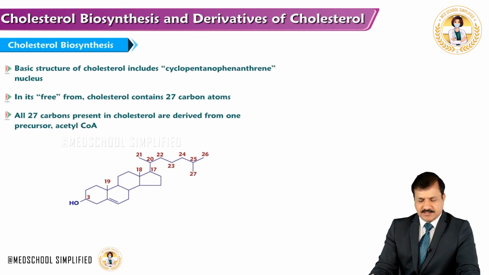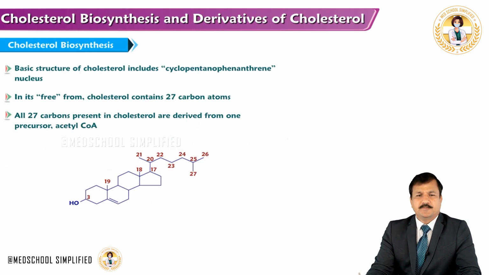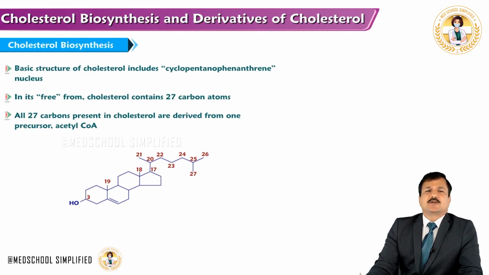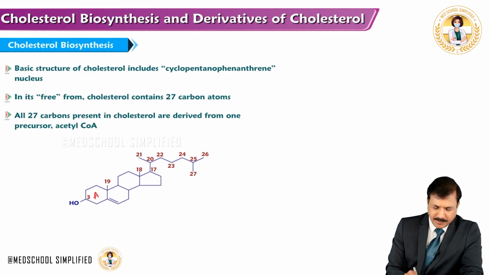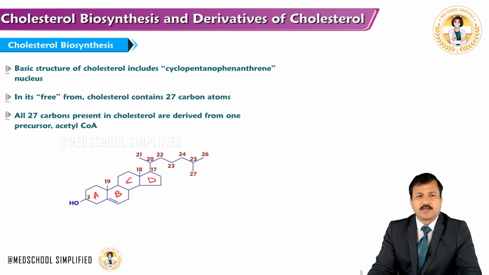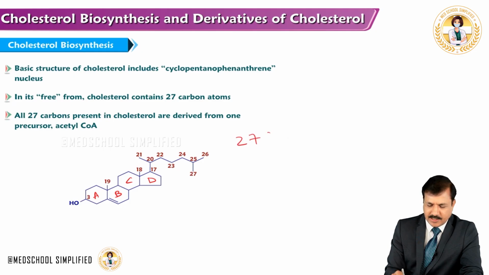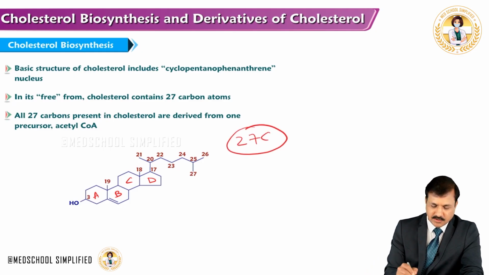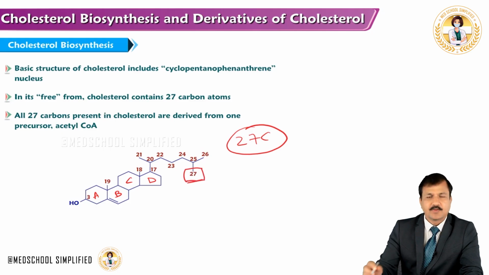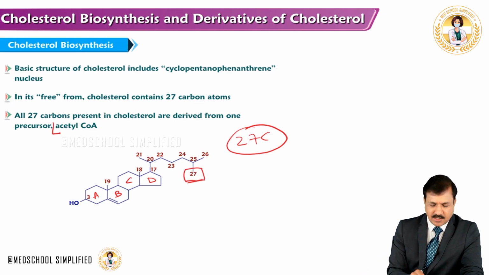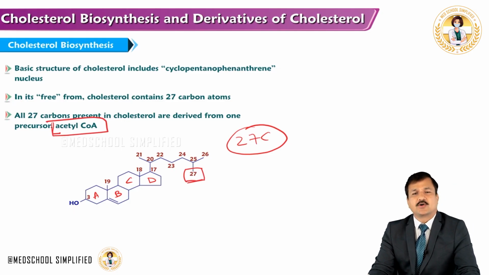Now coming to the basic structure of the cholesterol molecule. It is shown here. The basic cholesterol structure includes the cyclopentanoperhydrophenanthrene nucleus, and you are seeing that here. It has A ring, B ring, C ring and D ring. So there are 4 rings in a cholesterol molecule, and total cholesterol has 27 carbon atoms, as you can see here. Now all these 27 carbon atoms are derived from the acetyl-CoA molecule.